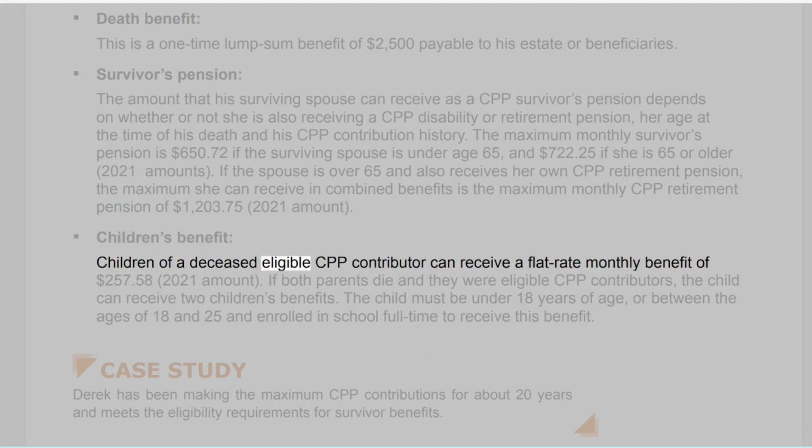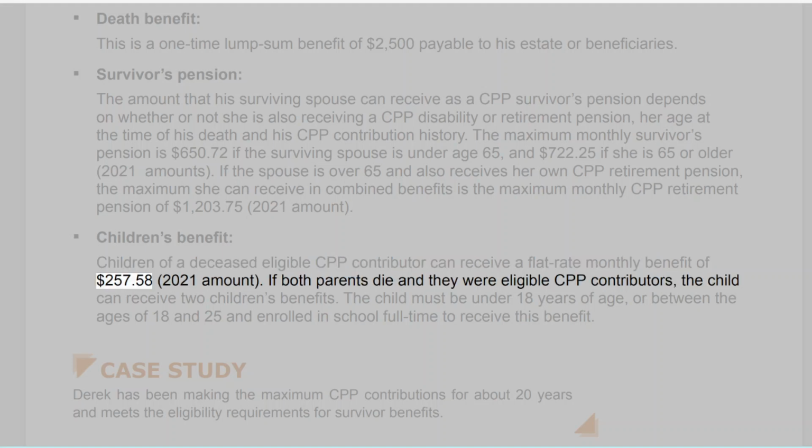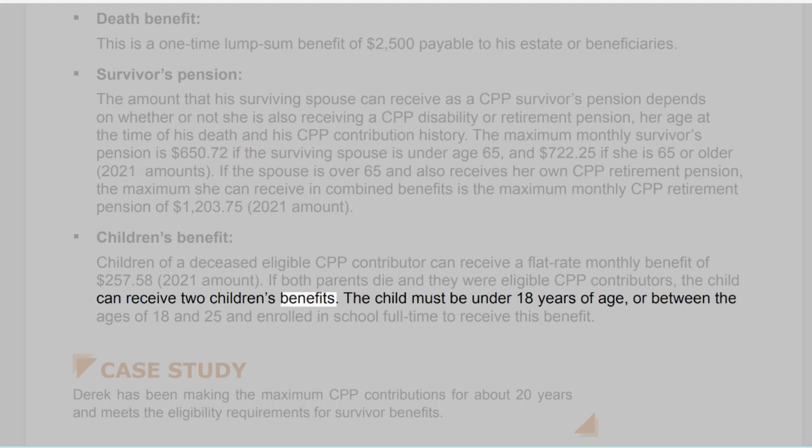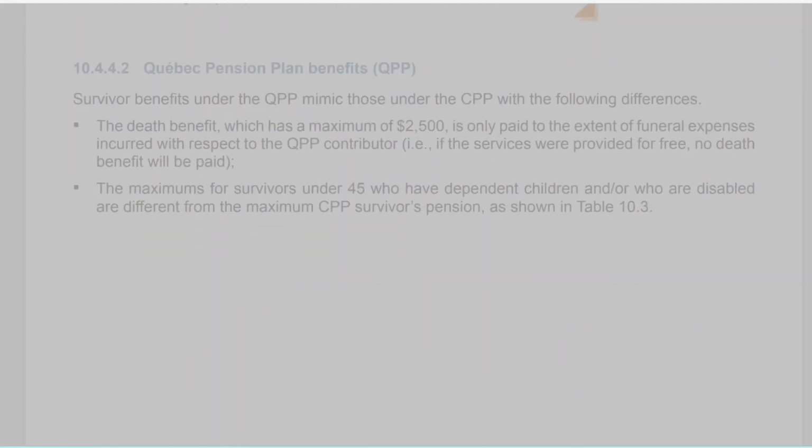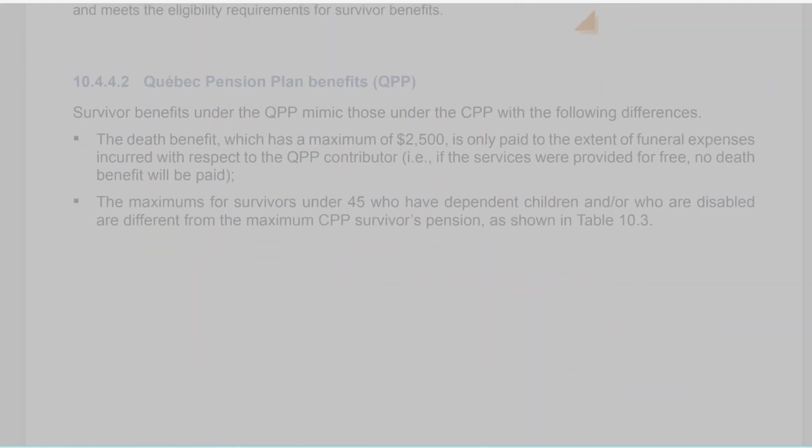Children's benefit. Children of a deceased eligible CPP contributor can receive a flat rate monthly benefit of $257.58. 2021 amount. If both parents die and they were eligible CPP contributors, the child can receive two children's benefits. The child must be under 18 years of age, or between the ages of 18 and 25, and enrolled in school full-time to receive this benefit, and meets the eligibility requirements for survivor benefits.